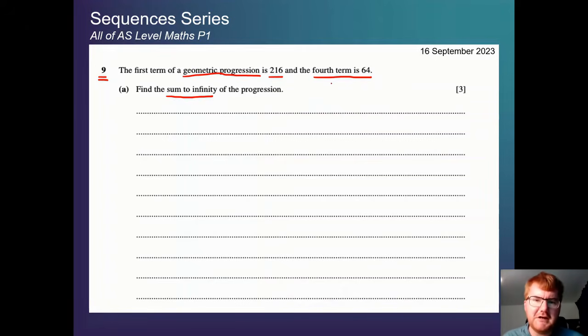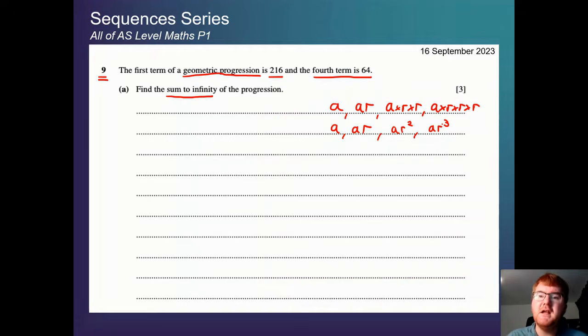If I have a geometric progression, then we can write this as our first term A, then we have A times R, which is AR, then we can have A times R times R, then we can have A times R times R times R. So that you can write any general geometric progression in this way. This simplifies down to AR. Remember, R times R is just R squared, and R times R times R is just R cubed. So the first 4 terms of any geometric progression can be written in this way.